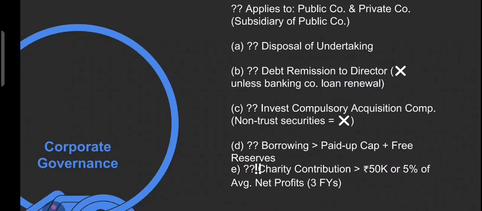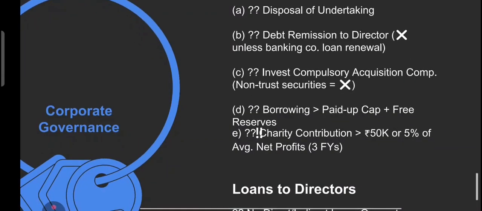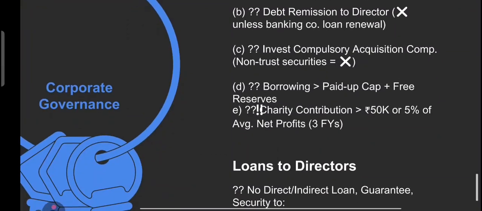Then we have borrowing money or raising capital. There are limits to how much the company can borrow and raise, and it must be done in a responsible manner. Then we have compulsory acquisition. The board cannot acquire non-trust security without strict approval. Charity contribution. If the company wants to donate more than 50 lakh or 5% of the average net profit for the last 3 years, it needs permission.